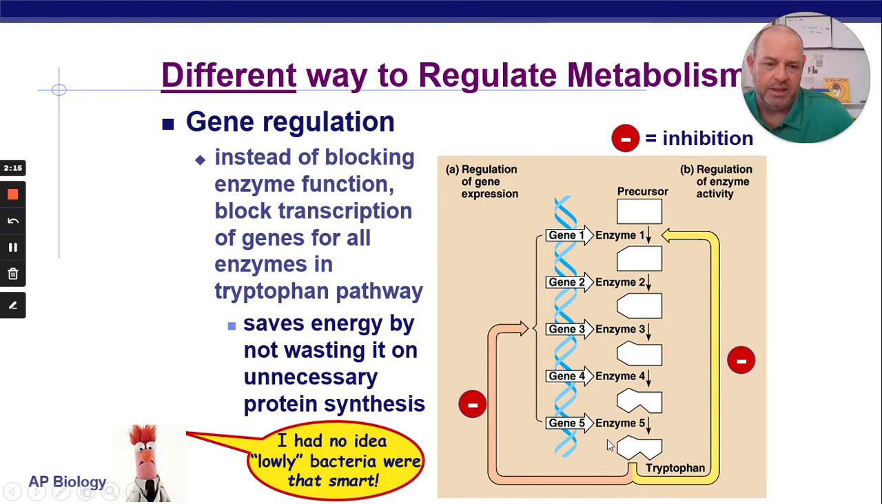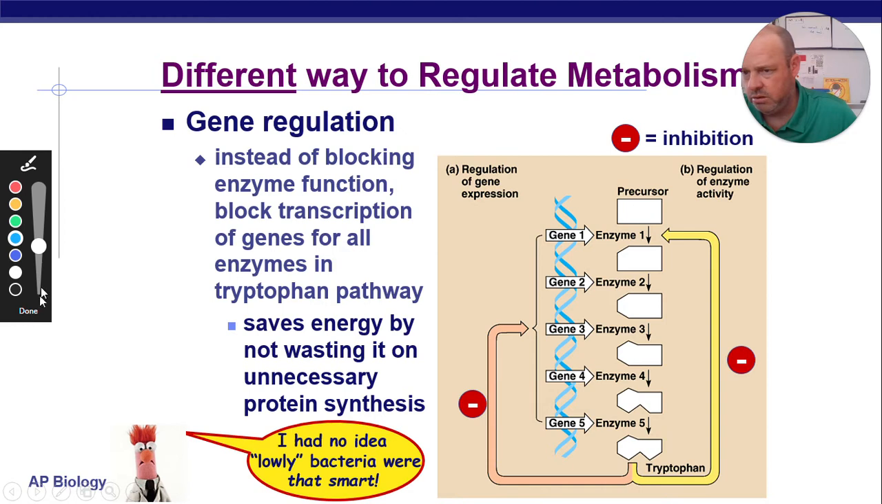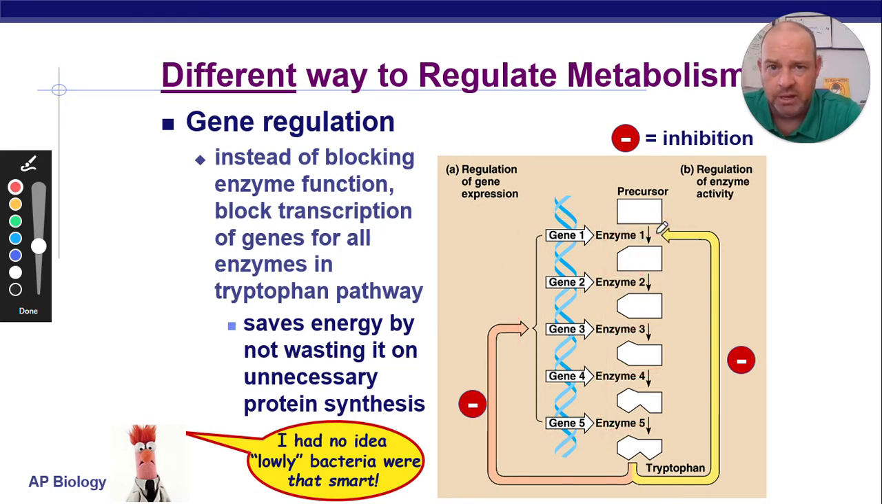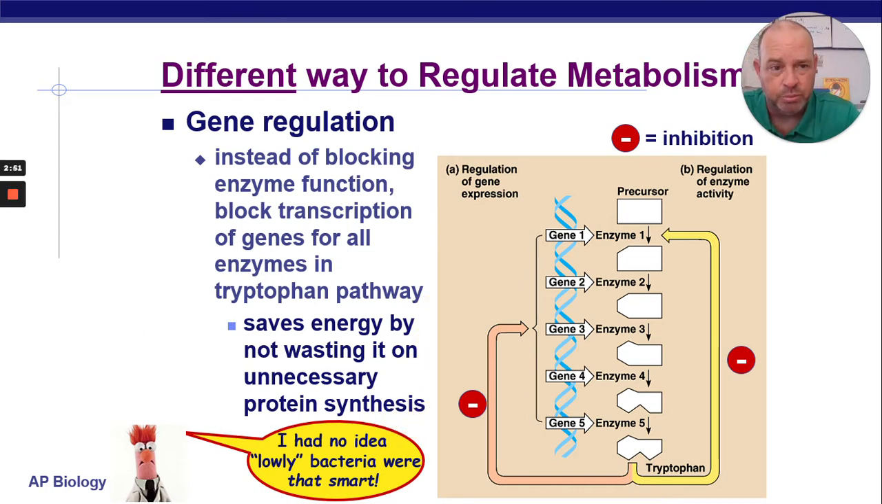The tryptophan will block the transcription of all of these genes. So then they don't even make the enzymes, right? They don't make any of these enzymes, which is even more efficient than just blocking the first enzyme in the pathway, because you still had to make all of those enzymes 1 through 5. So in this case, it saves energy by not wasting it on unnecessary protein synthesis. Okay, so bacteria are actually pretty smart about that.